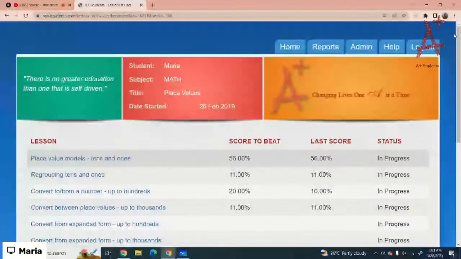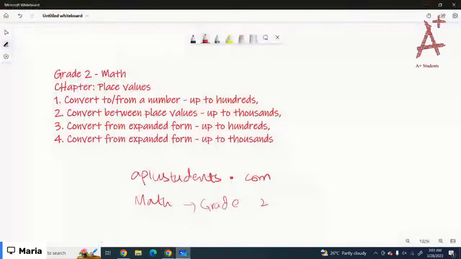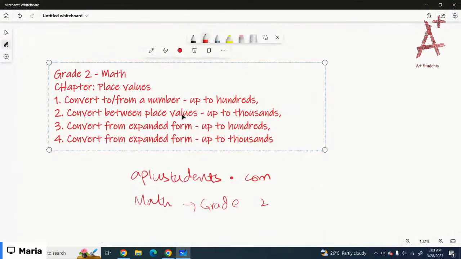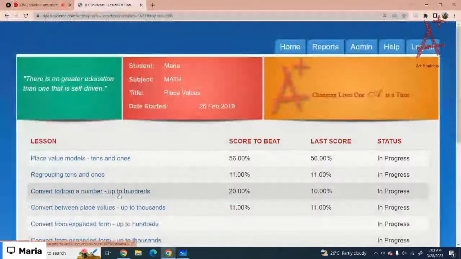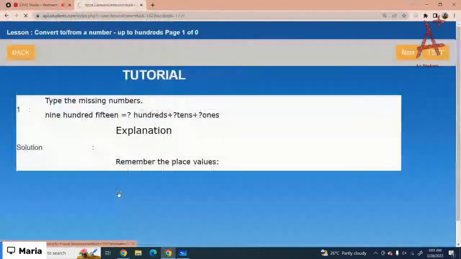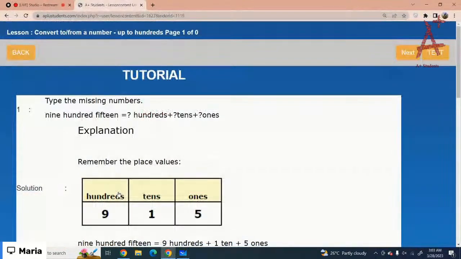So here I'm on grade 2 maths. Chapter is place values. Let's just start with the first lesson, that is convert to and from a number up to hundreds. So let's just start with the first lesson. Type the missing numbers 915. So you have to write down how many hundreds, tens, and ones are in the number. Got it? So we have to write them down in a place value chart.